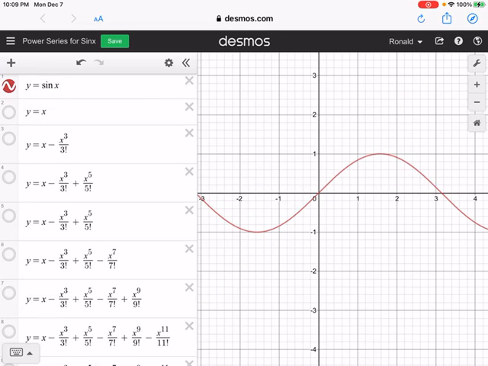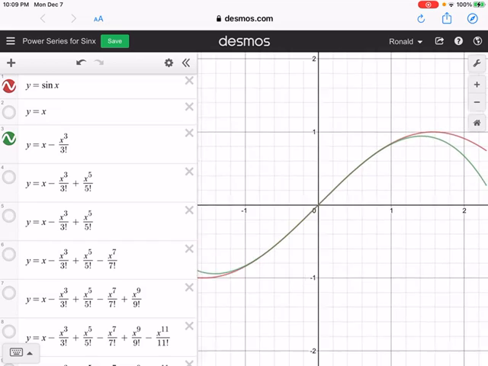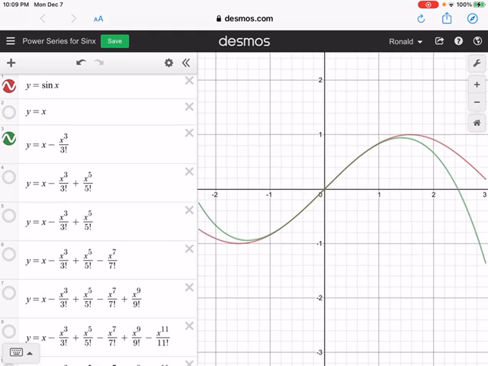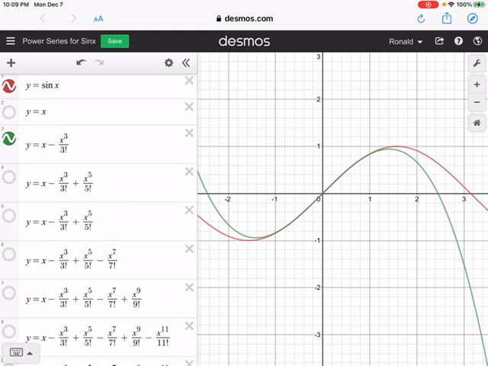Well, what happens when we add the second term of the Maclaurin polynomial? Now we notice that the green curve, the second degree Maclaurin polynomial, approximates the sine function over a greater interval, almost to plus or minus 1. So we can see almost up to positive 1 and negative 1, the two graphs lie on top of each other. So the second degree Maclaurin polynomial is a good approximation of the sine function over the interval from plus or minus 1, approximately. What about when we have three terms?